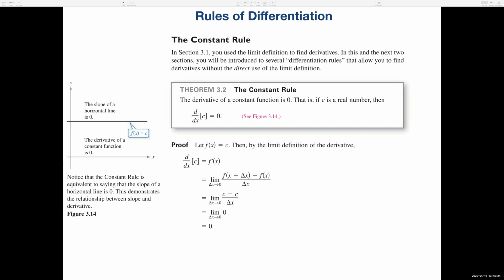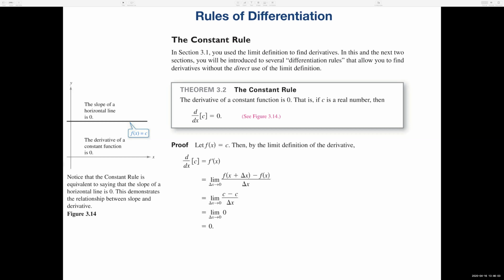So the constant rule says the derivative of a constant should be 0. And if you look at the graph on the left side here, you can see that if you have a horizontal line, the y values of the horizontal line are not changing when x changes. That's why the slope of the horizontal line is 0. That's why the derivative of a constant function should also be 0.